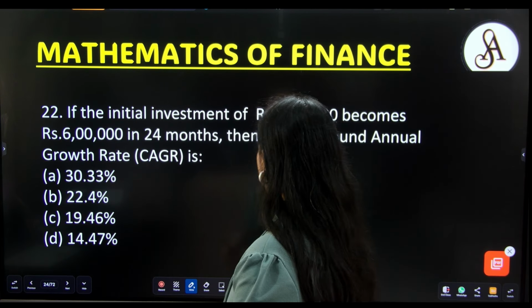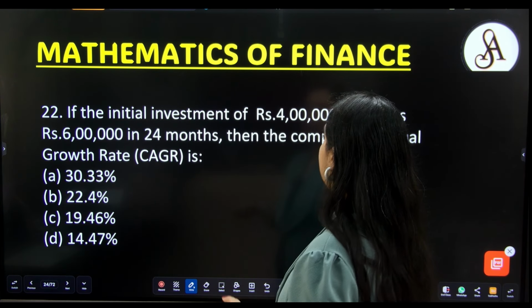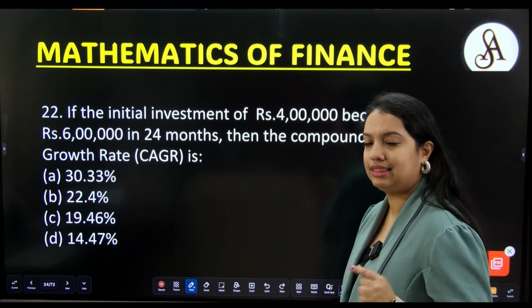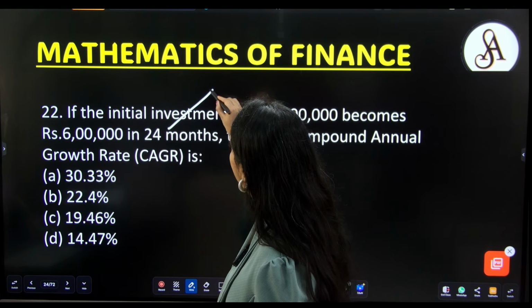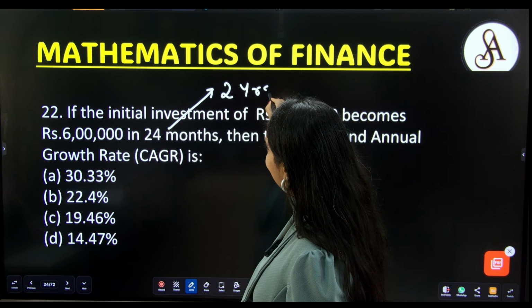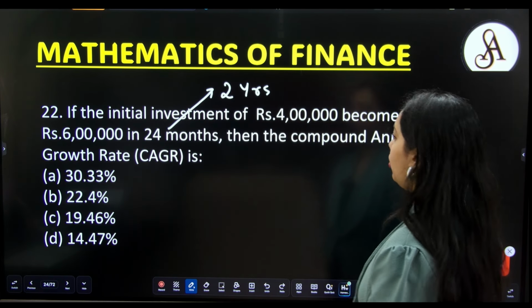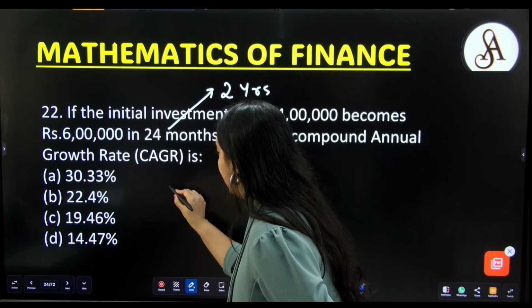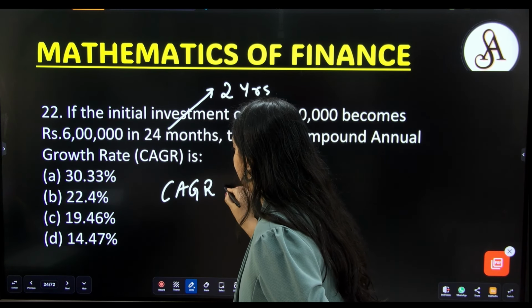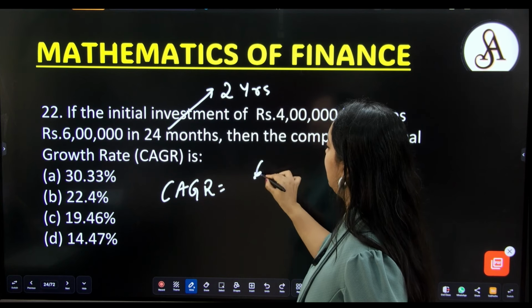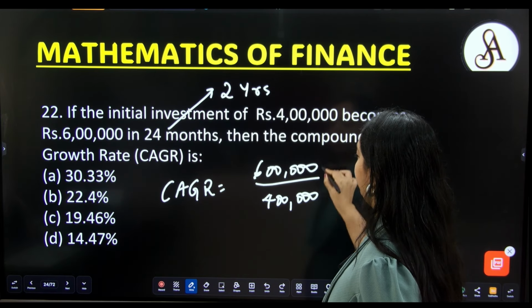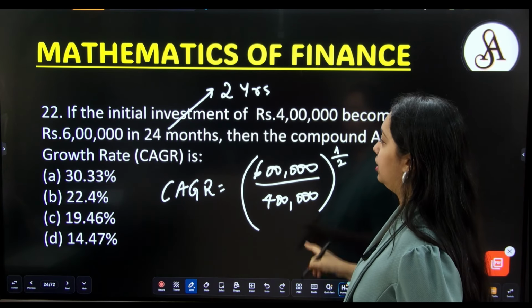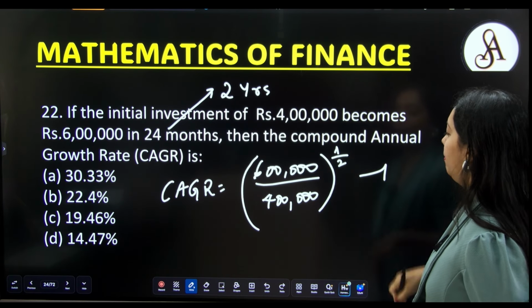Next. If the initial investment is 4 lakh, which becomes 6 lakh in 24 months, in this entire chapter we never keep anything in months. We always convert that into per annum basis. 2 years is your period. Then the compound annual growth rate is dash. Compound annual growth rate, CAGR formula is last amount 6 lakh divided by first amount 4 lakh whole to the power of 1 by period, which is 2 years now, 1 by 2, minus 1.